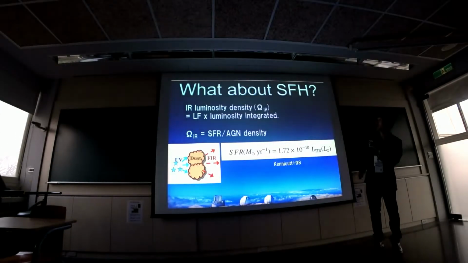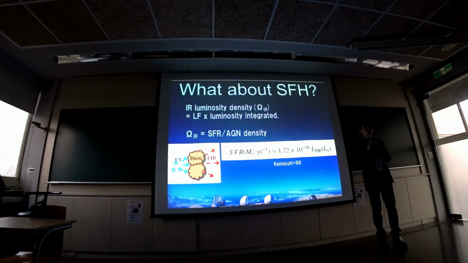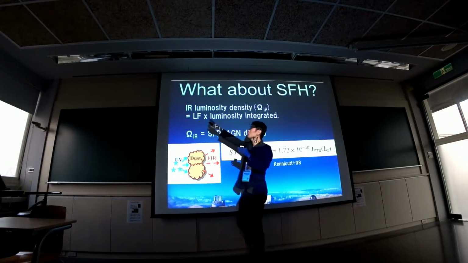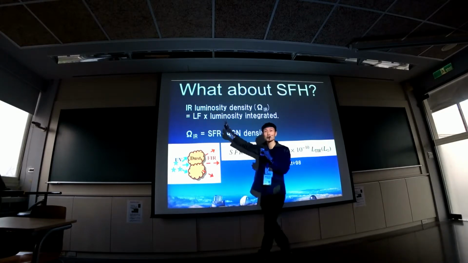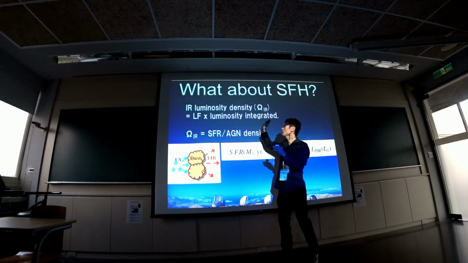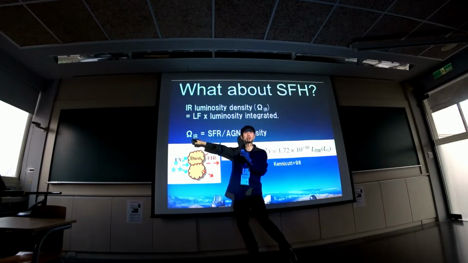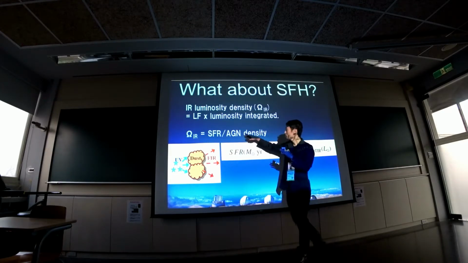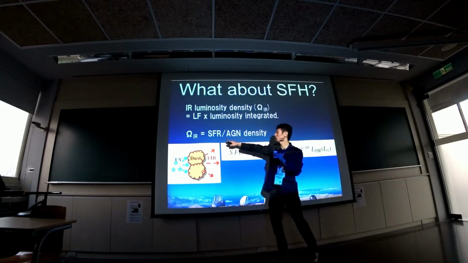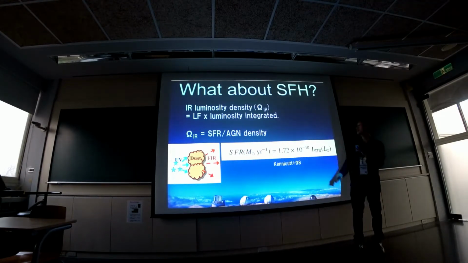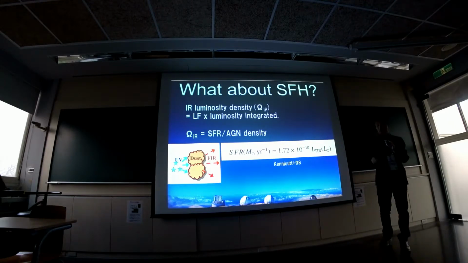Why am I talking about luminosity function? I was interested in cosmic star formation history, right? So that's because of this. Once you have the luminosity function, you multiply it by infrared luminosity and then integrate. Then you get the cosmic infrared luminosity density, which is related to the cosmic star formation rate density through this famous Kennicutt relation. So by integrating the luminosity function, we can derive the cosmic star formation rate history.